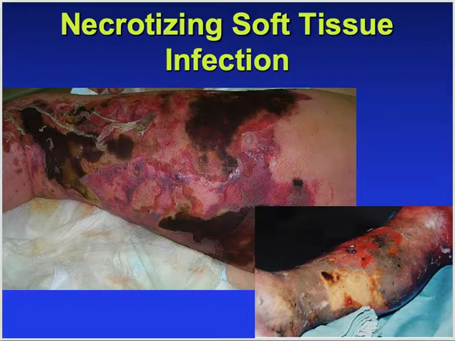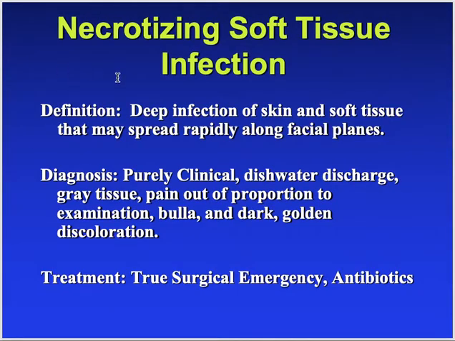Okay, so necrotizing soft tissue infection, we have discussed this thing. So see, deep infection of the skin and soft tissues that may spread rapidly along facial planes. Diagnosis is purely clinical. Dishwater discharge, gray tissue, pain out of proportion to examination. Okay, this one is very important.